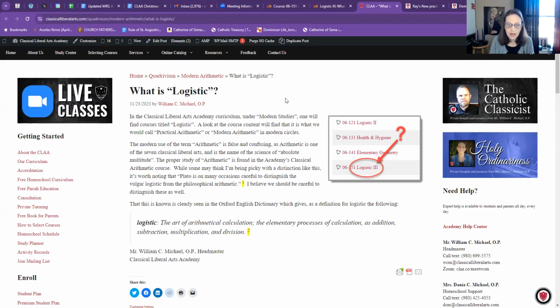In the classical liberal arts academy curriculum under modern studies, one will find courses titled logistic. A look at the course content will find that it is what we would call practical arithmetic or modern arithmetic in modern circles. The modern use of the term arithmetic is false and confusing, as arithmetic is one of the seven classical liberal arts and is the name of the science of absolute multitude. The proper study of arithmetic is found in the Academy's classical arithmetic course. Okay, that's another course you can study when you get older.